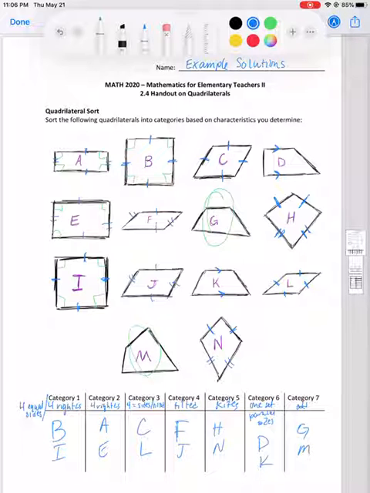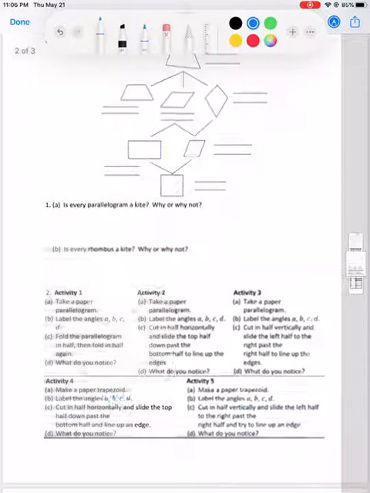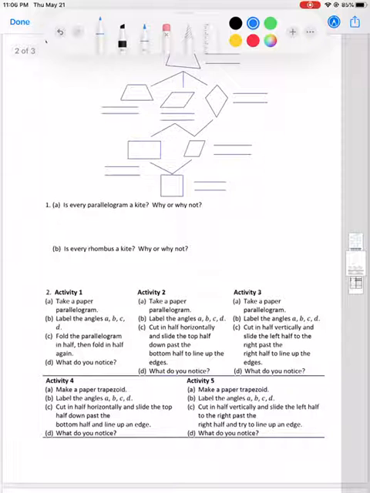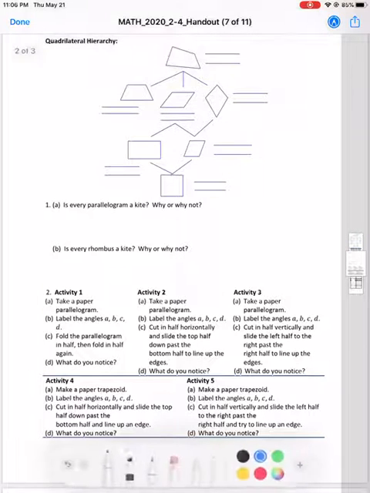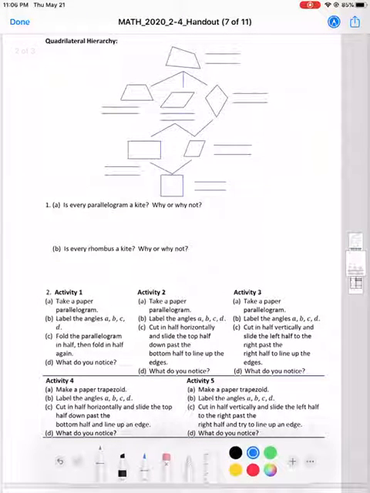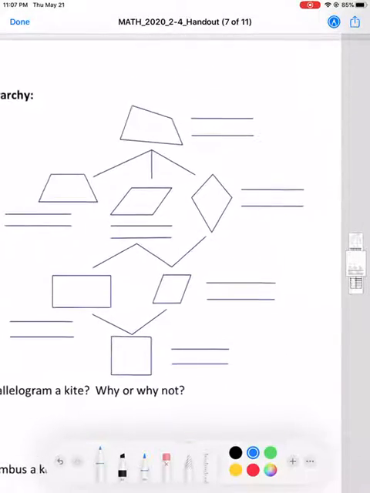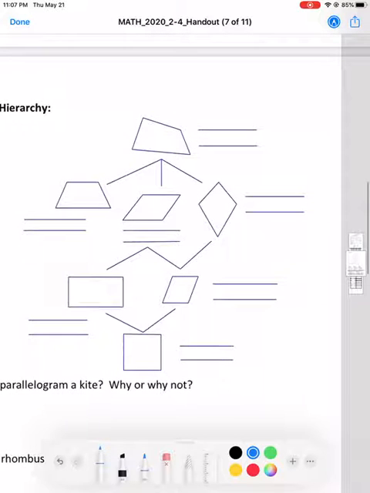Okay. So what we have for the next page, down here, is a hierarchy. Hierarchies are great in math because they're kind of visual organizers, graphic organizers. You can do a little web with these shapes. So all of our quadrilaterals are listed there, and this is where we learn what the names of these things are. So I'm going to zoom in here.